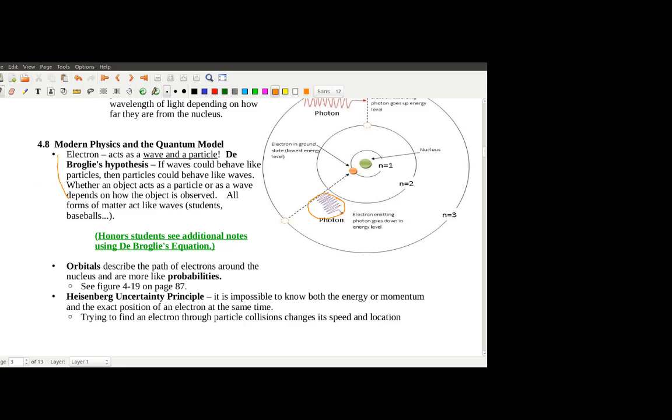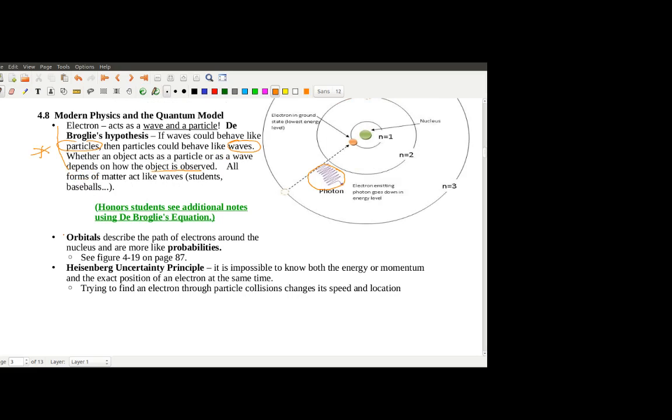De Broglie's hypothesis: if waves can behave like particles, then particles could behave like waves. Whether an object acts like a particle or a wave depends on how we look at that object. So all forms of matter act like waves. Students and baseballs, we all act like waves and we all act like particles. That was de Broglie's hypothesis.